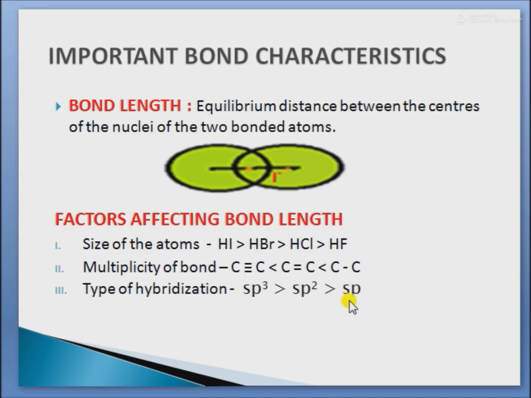As s character increases, the bond length shortens, as in case of sp hybridization. As s character decreases, bond length increases, because s is spherical in shape and it acquires lesser volume and lesser area. That's why when s character decreases, the bond length increases.